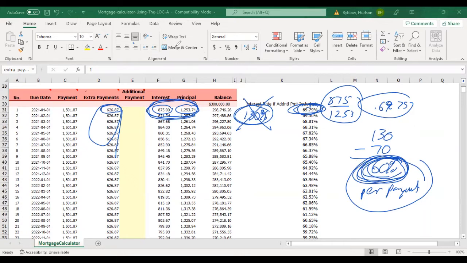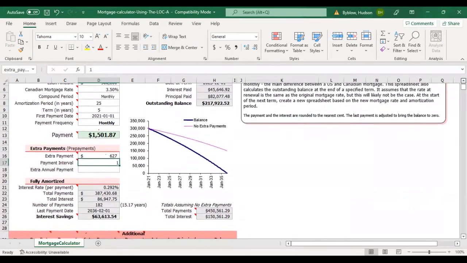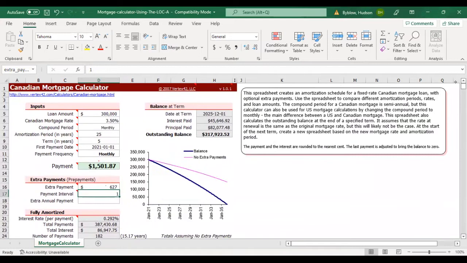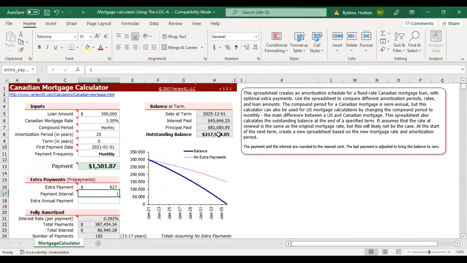Okay, now let's see what else happens when we do that. Suppose we do those extra payments of $627. Take a look at how much money is paid at the end of the term. I'm going to change that back to 0. So 0. Okay. Look at principal paid right here, $41,000. If I add 627 every payment, your principal is 82. So you've basically doubled the amount of principal.